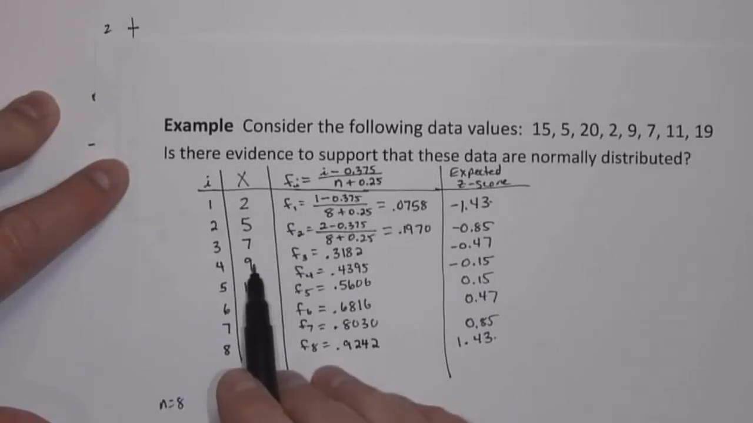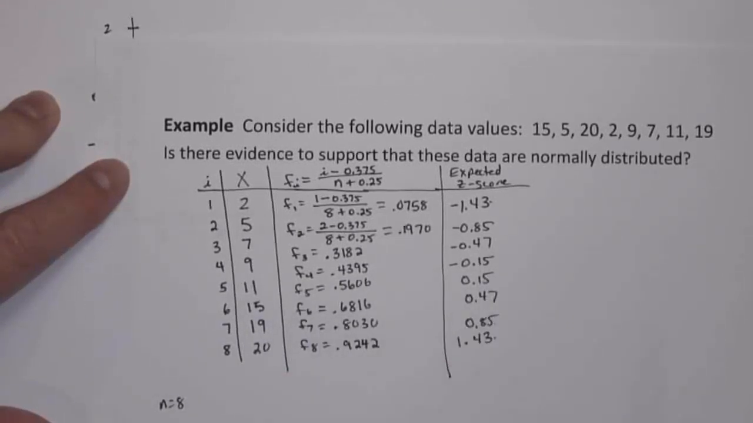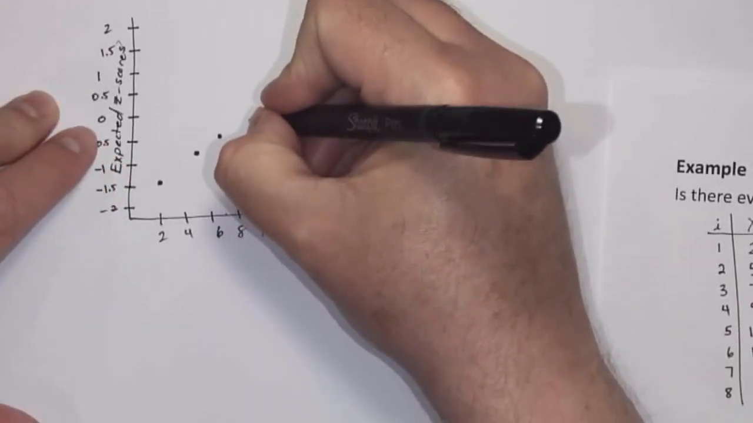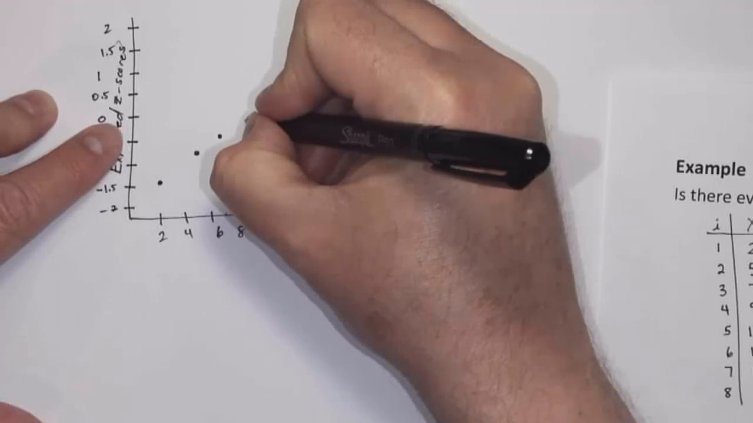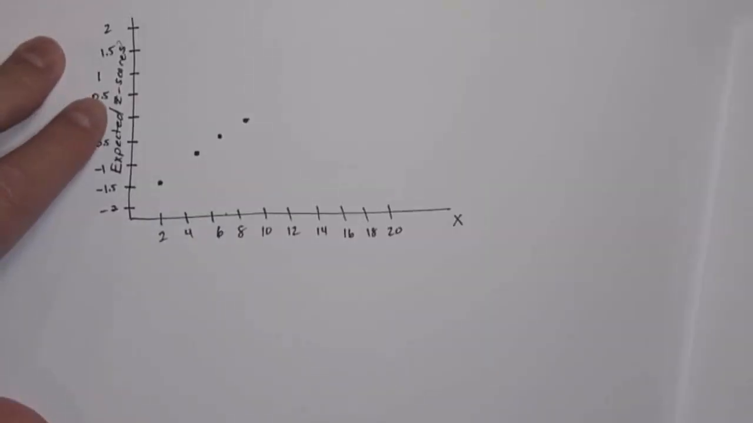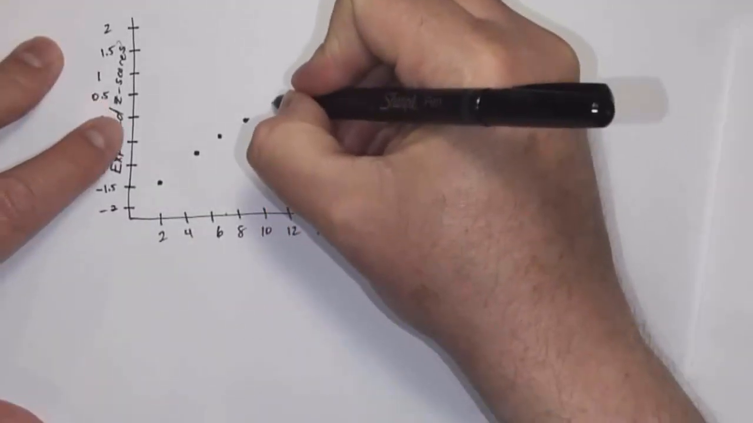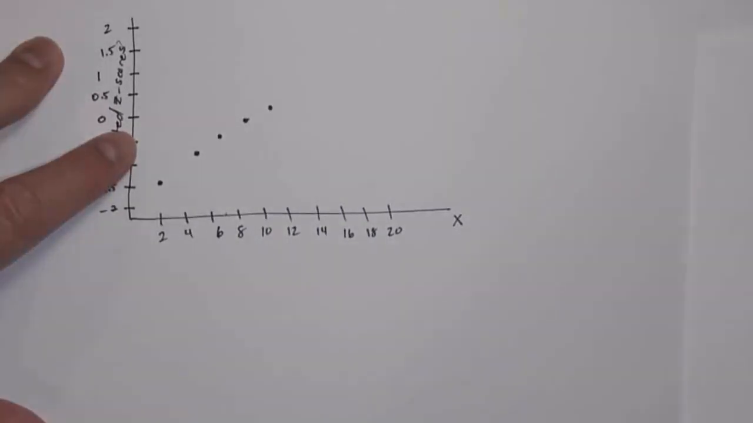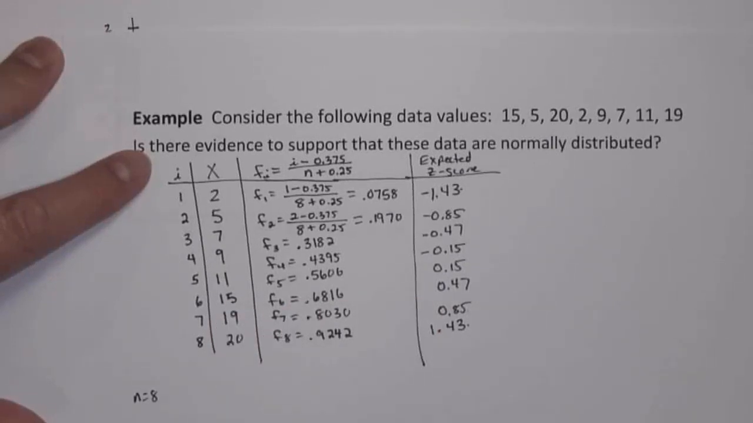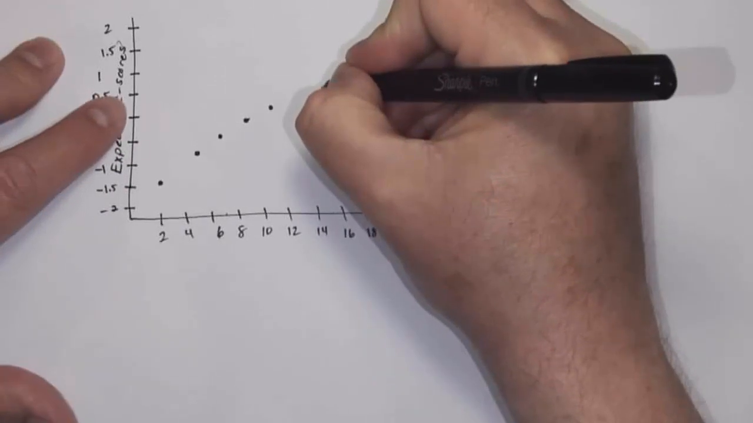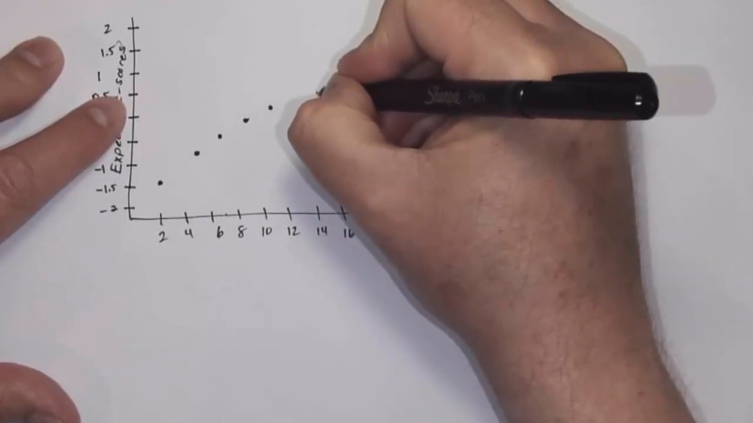Our data value of 9 had an expected z-score of negative 0.15. So 9, negative 0.15 would be maybe around here. Data value 11 had an expected z-score of positive 0.15, so 11 and positive 0.15 would maybe be around here. 15 had an expected z-score of 0.47, so 15's over here, 0.47 would be maybe around here.